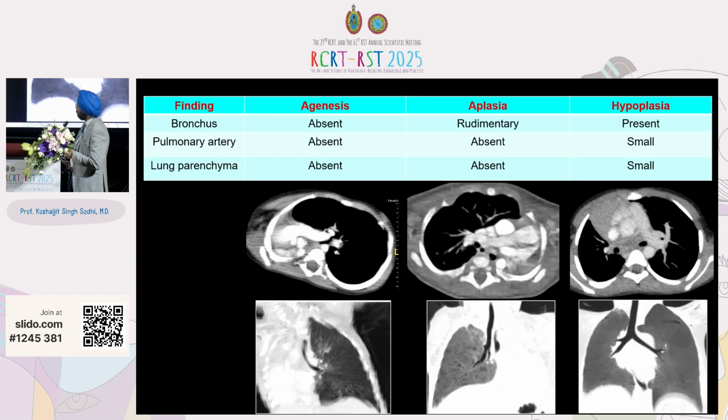What is the difference between these three is you need to look at the main bronchus, part of the lung, as well as the pulmonary artery. If the bronchus is absent, the pulmonary artery is absent, and the lung parenchyma is also not seen, you're dealing with an agenesis. However, if you see a rudimentary bronchus, as you can see in this one, but you don't see the pulmonary artery and you don't see the lung parenchyma, it falls in the aplasia segment. Hypoplasia is kind of dicey because you see a bronchus, it's only a small bronchus, with slightly smaller lung parenchyma and smaller pulmonary arteries, right? So this is to differentiate between agenesis, aplasia, and hypoplasia.